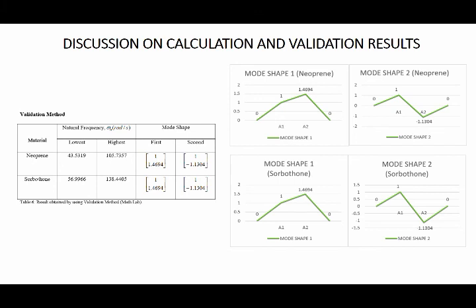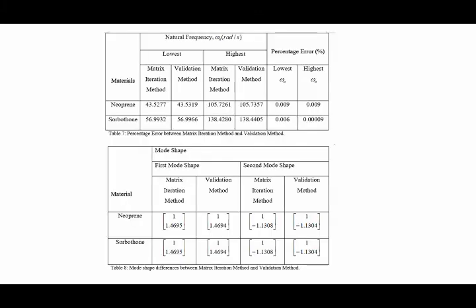Let's move on. Table 7 shows the percentage error between the matrix iteration method and the validation method. From table 7, the differences between the matrix iteration method and the validation through MATLAB are extremely small and approximately equal to 0 for both materials. So it is proven that the lowest and highest natural frequencies calculated by the matrix iteration method are correct.